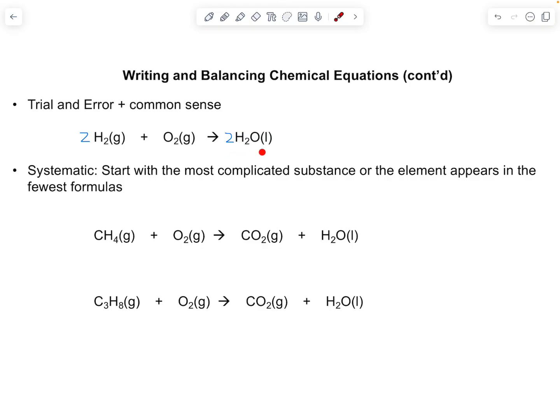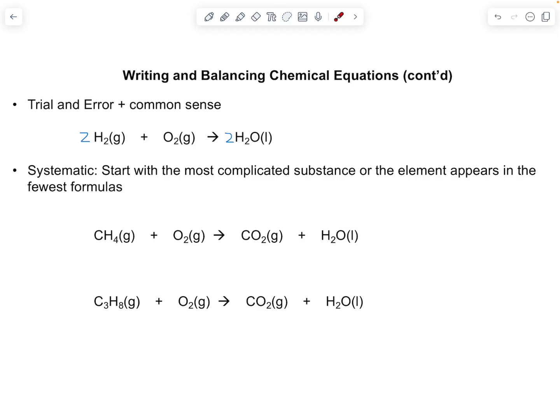And on the product side, 2 water molecules essentially means there are 4 hydrogens and 2 oxygens. And on the reactant side, you also have 2 oxygen atoms. So you can clearly and easily balance this equation by some common sense.